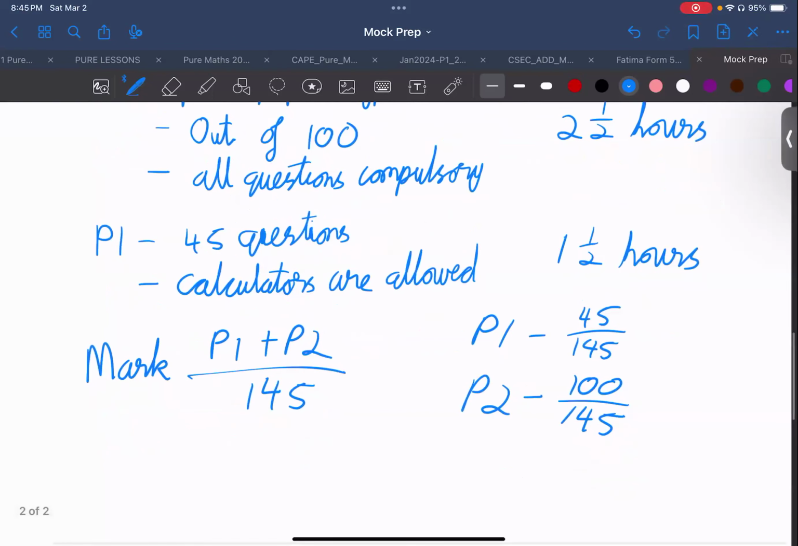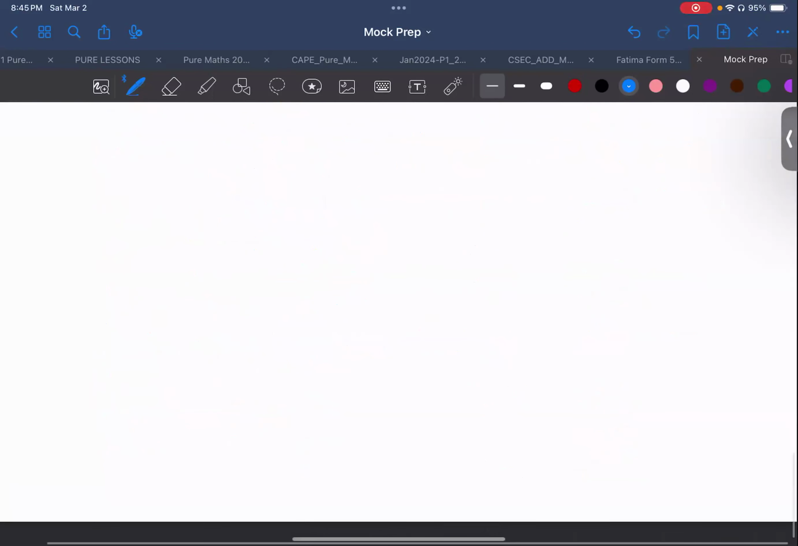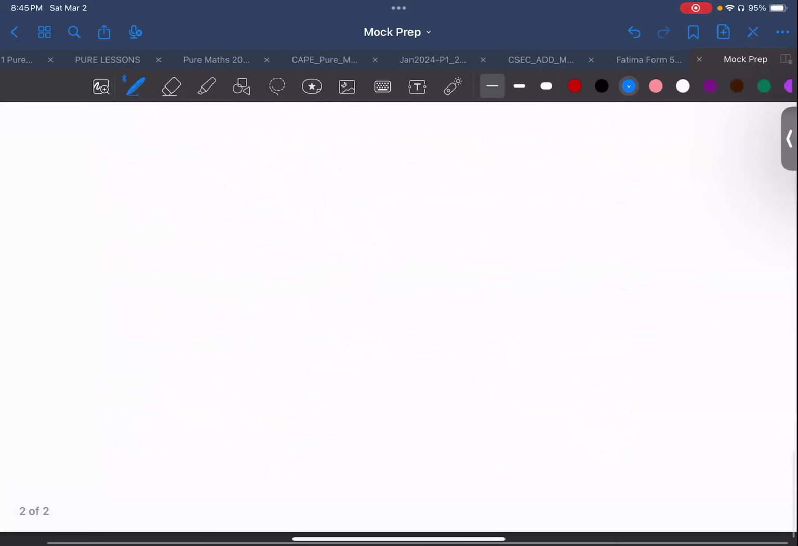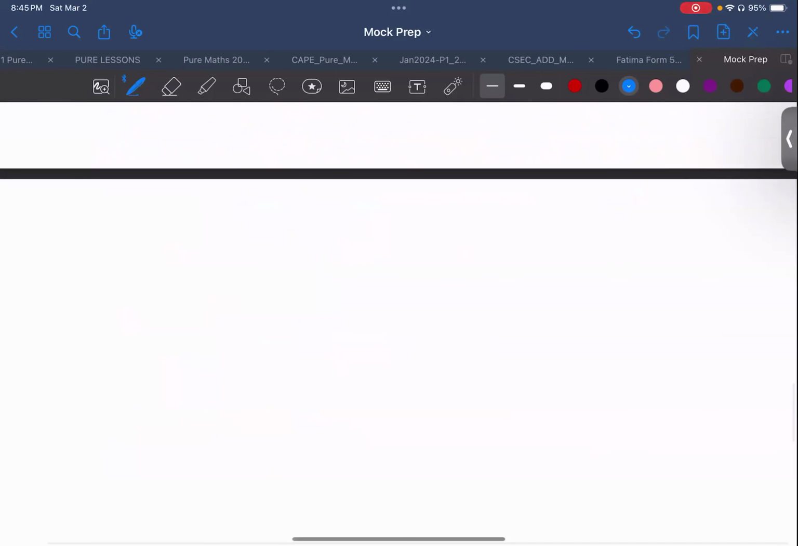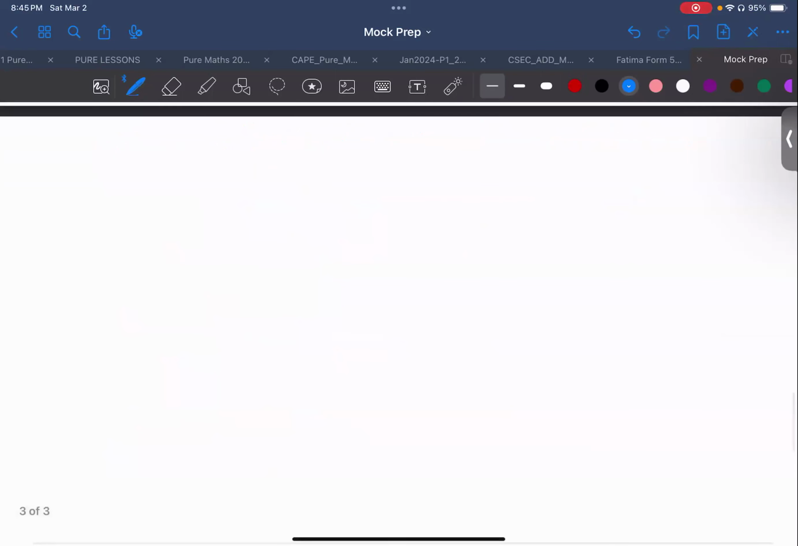Okay, so let's actually get into some of the stuff. The first thing I wanted to go over is kinematics, right?